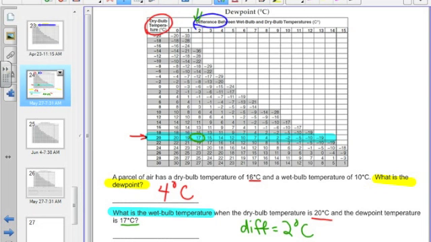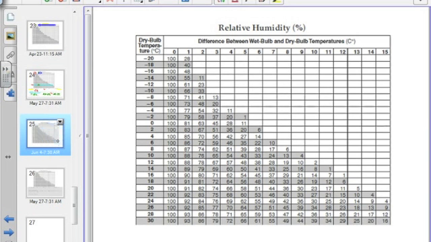Well, what is wet bulb? I know that it is 2 degrees cooler than my dry bulb. So that means it's 20 degrees Celsius minus the 2 degrees Celsius, which gives me a wet bulb temperature of 18 degrees Celsius. We still use the information from the chart, but we're just approaching it a little differently when we have different information. Okay. So let's check the bottom of the page, and let's look at the relative humidity chart.